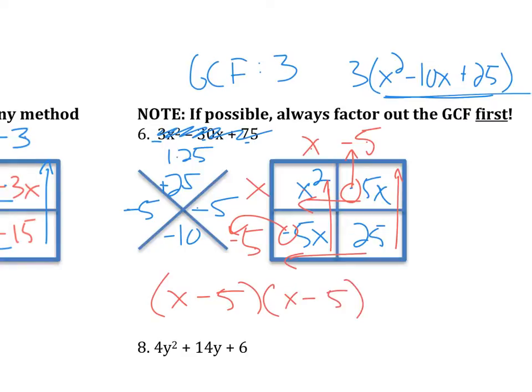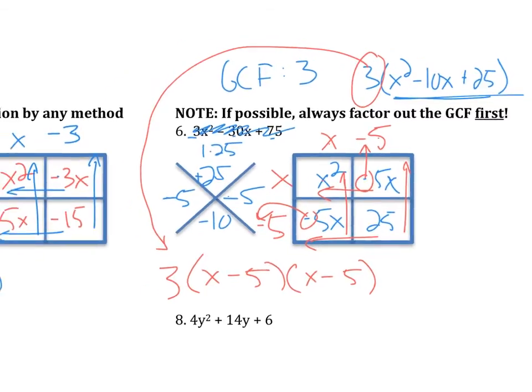And if we left it at this, we'd actually lose a point even though we did all the work. Do not forget that GCF. So then the fully factored answer would be 3 times x minus 5 times x minus 5.